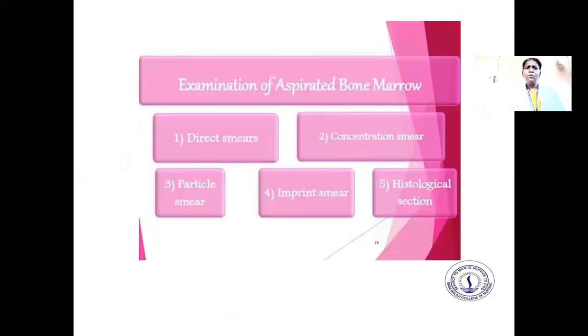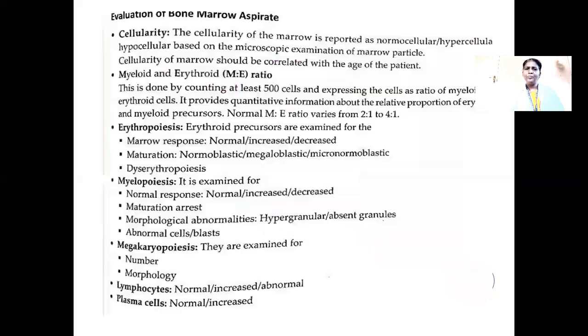An examination of aspirated bone marrow. There are 5 methods for the examination of aspirated bone marrow. One is the direct smear, second is the concentration smear, third is the particle smear, fourth is the imprint smear, and fifth is the histological section.